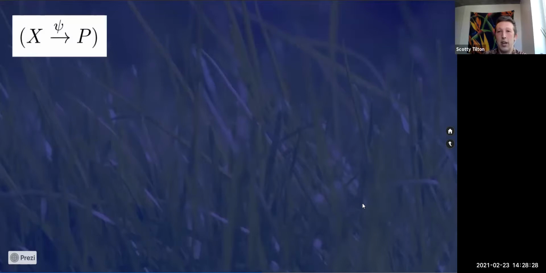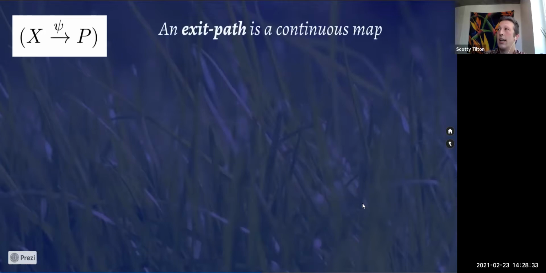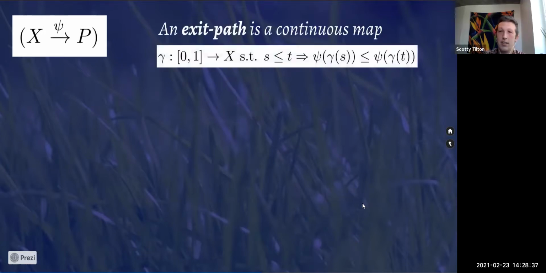So let's say we have some stratified space, X down to a poset P. An exit path is a continuous map, gamma, which is a path in our space X, such that that path respects the poset order. So gamma of S less than or equal to T means that if we take it all the way down to the poset, the image of one in the poset is less than or equal to the other.